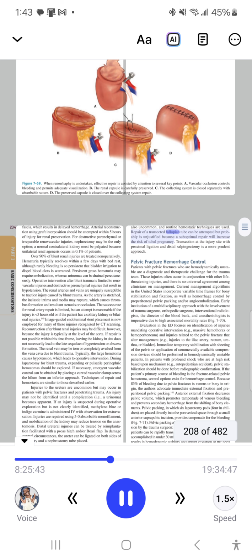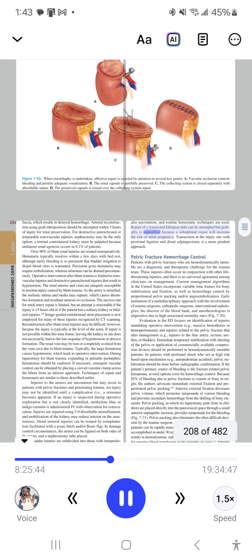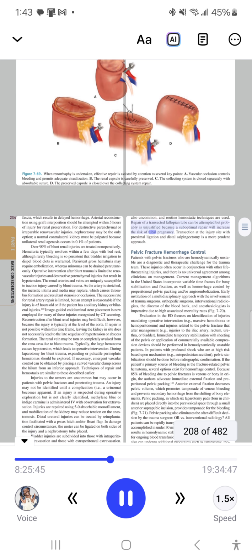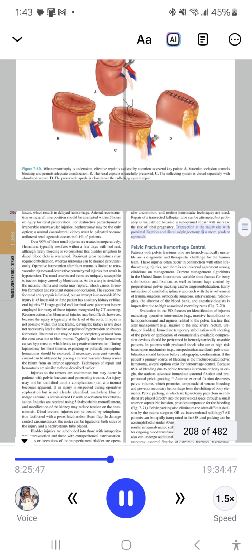Penetrating. Repair of a transected fallopian tube can be attempted but probably is unjustified because a suboptimal repair will increase the risk of tubal pregnancy. Resection at the injury site with proximal ligation and distal salpingectomy is a more prudent approach.